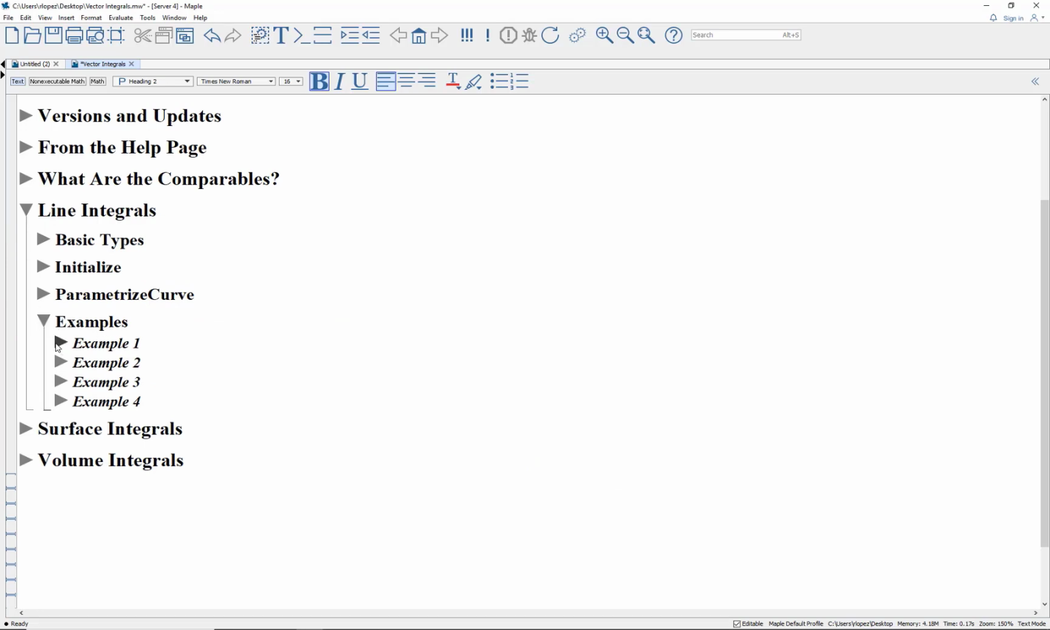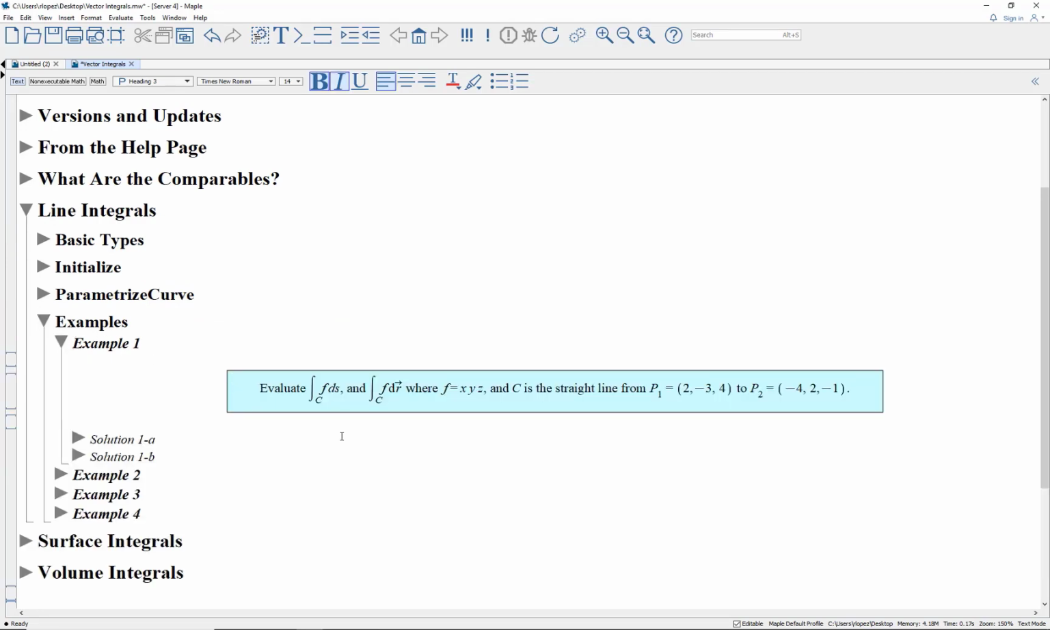We've got 4. Here's the first one. A pair of integrals, f ds along the curve, but the curve is a straight line from P1 to P2. And this is f, this scalar, dr, that's that vector thing. Here's my scalar. So let's see what these two integrals are. I'll call the first one a and the second one b.